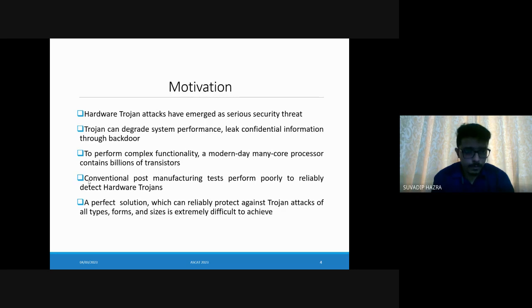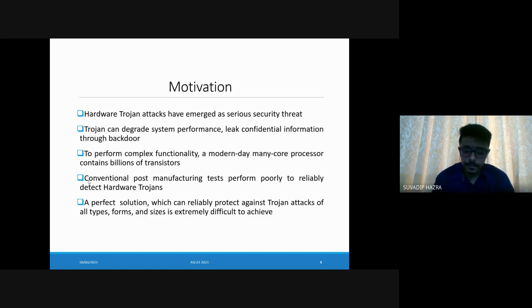To perform complex functionality, modern-day processors implant more cores, which consist of billions of transistors, and which makes them more vulnerable to hardware Trojan attacks. And we know that conventional post-manufacturing tests perform poorly at reliably detecting hardware Trojan attacks, because during post-manufacturing tests, the hardware Trojan may not be activated.